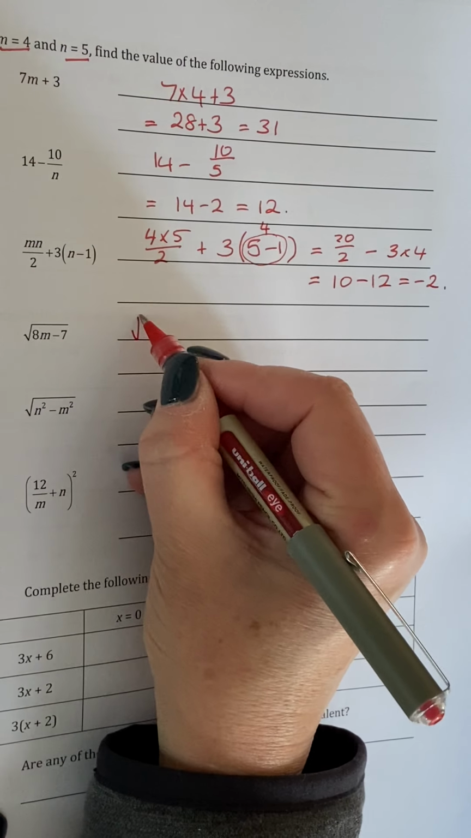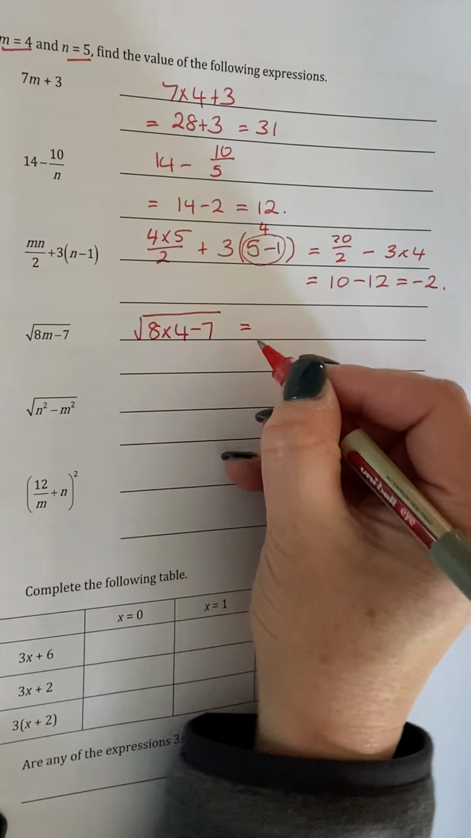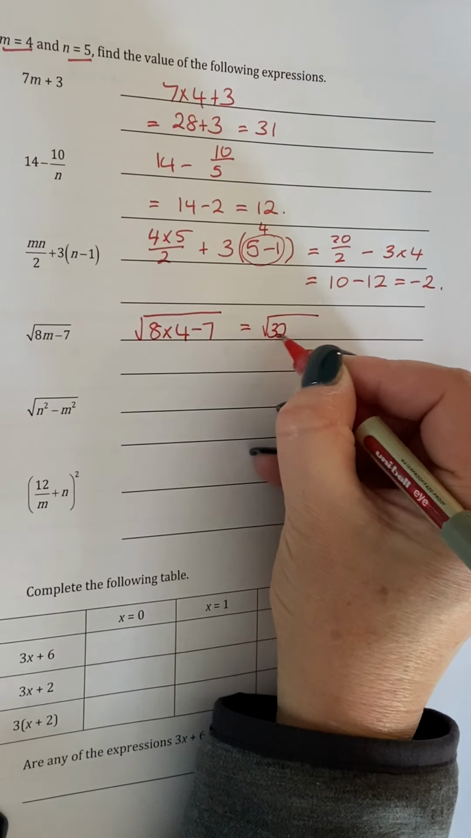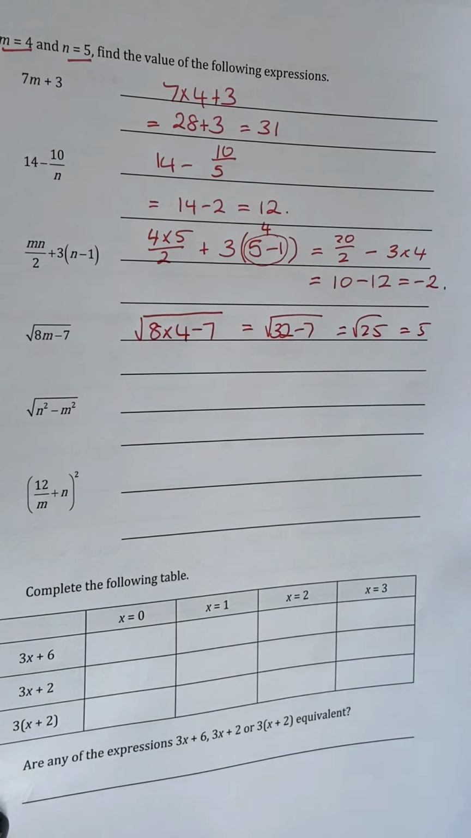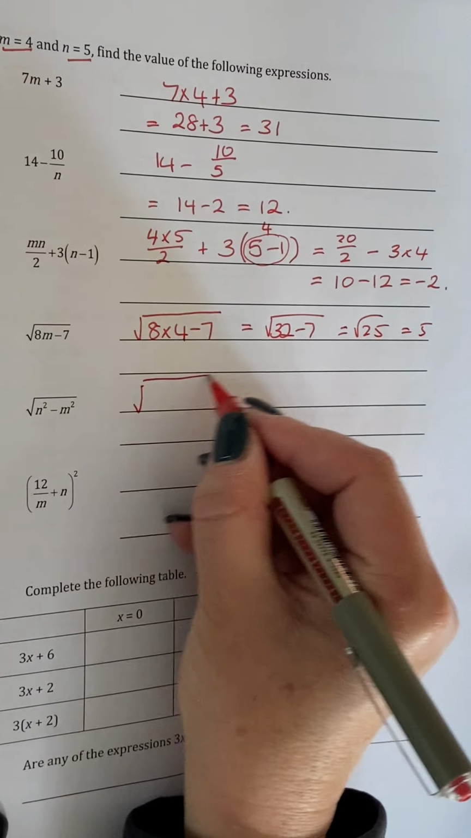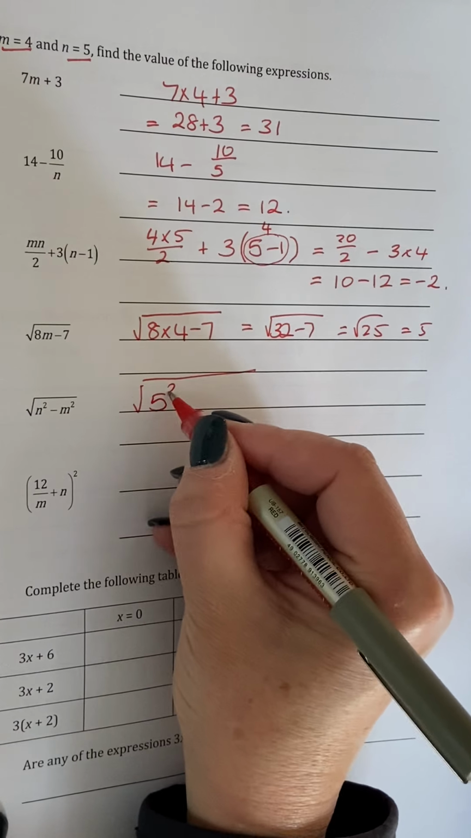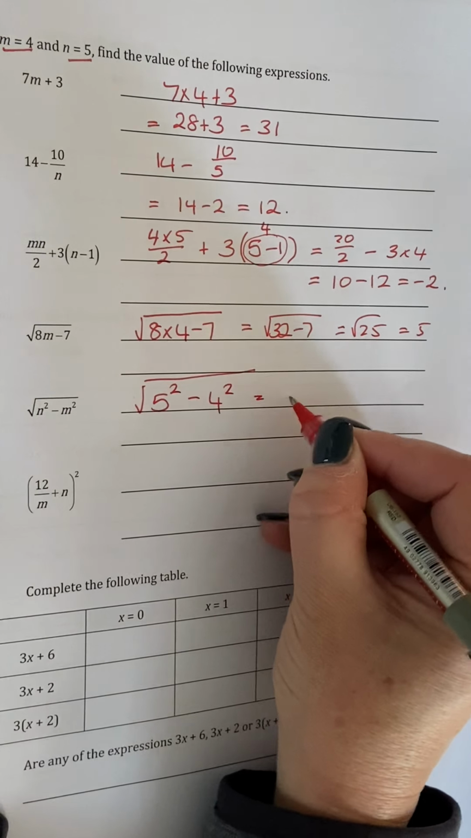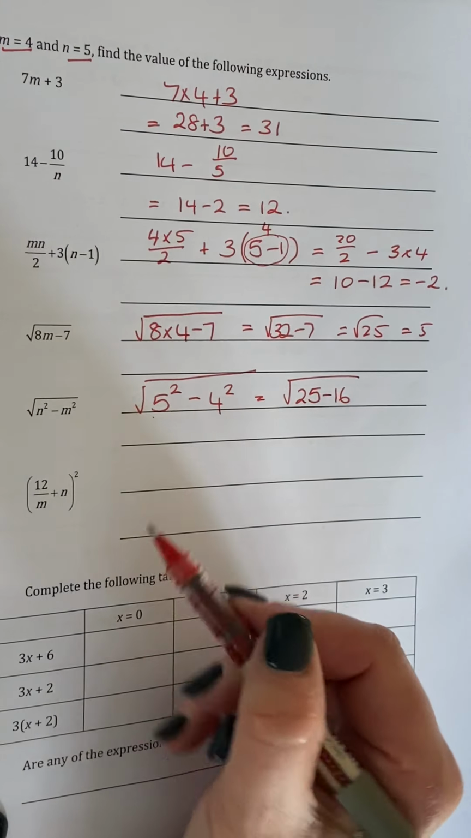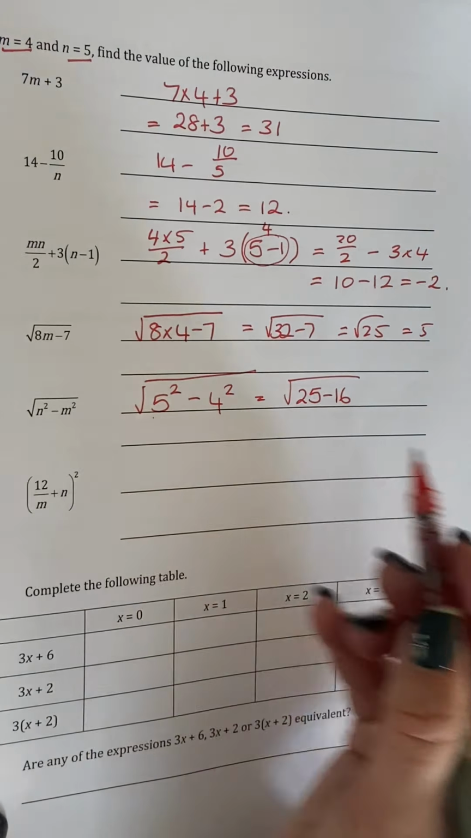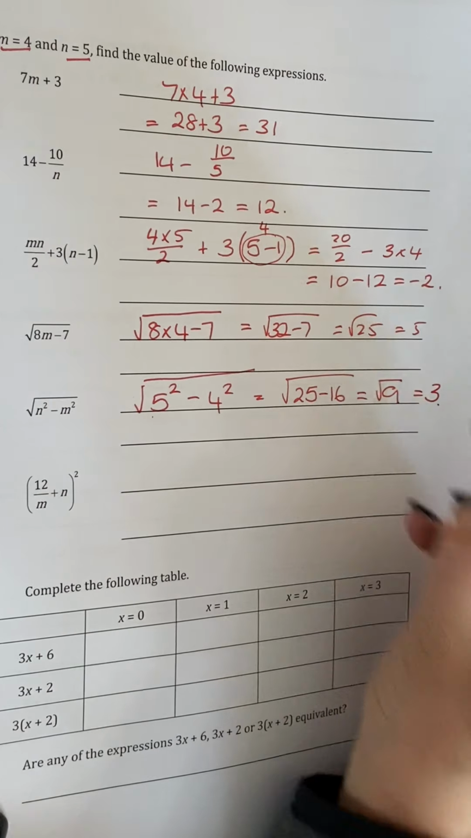The square root of 8m, so that's 8 times 4 minus 7. So 8 times 4 is 32, take away 7, which is the square root of 25, which is 5. The square root of n squared minus m squared, so n is 5 squared minus 4 squared. So it's the square root of 25 minus 16, because 5 times 5 is 25, 4 times 4 is 16. 25 take 16 is 9, so that's equal to 3.